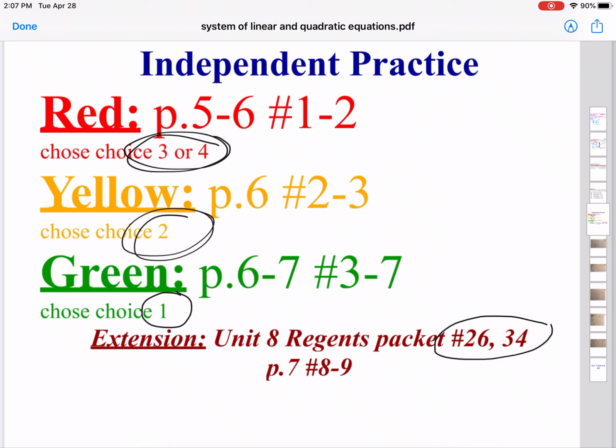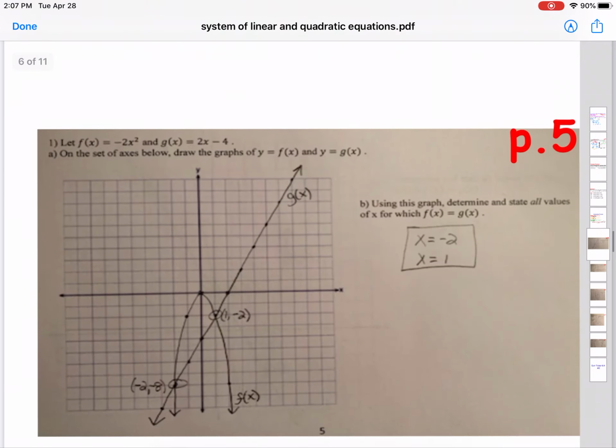Again, these practice problems are coming from your regular packet, the packet that says Real World Quadratics and Quadratic Linear Systems. Okay, at this point, you should only be listening if you've already gone and tried your independent practice by yourself. Let's see how you did.